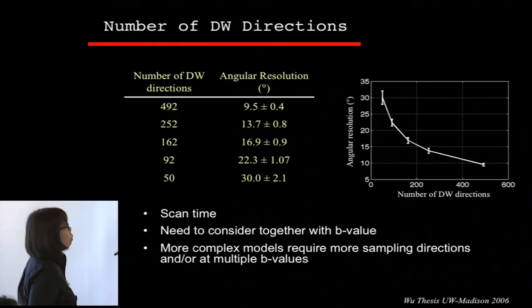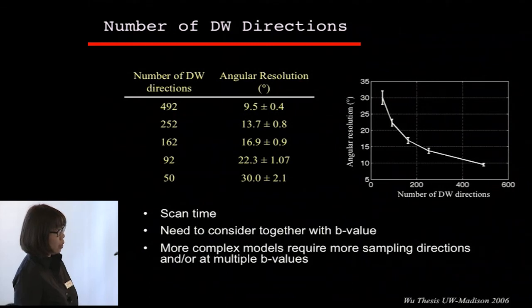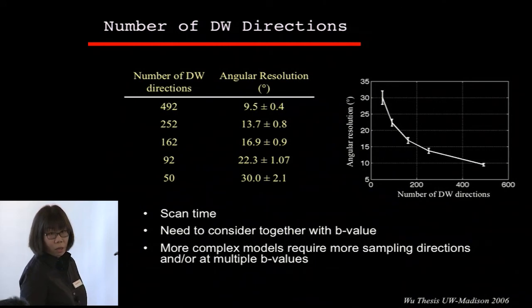The number of diffusion gradient directions. The angular resolution for the 50 directions is about 30 degrees, and about 500 directions is about 10 degrees, which means that with this angular resolution, it is impossible to separate two small intersection angles smaller than 30 degrees if we use 50 diffusion weighting directions. However, we need to consider the scan time, also the B value that we select.